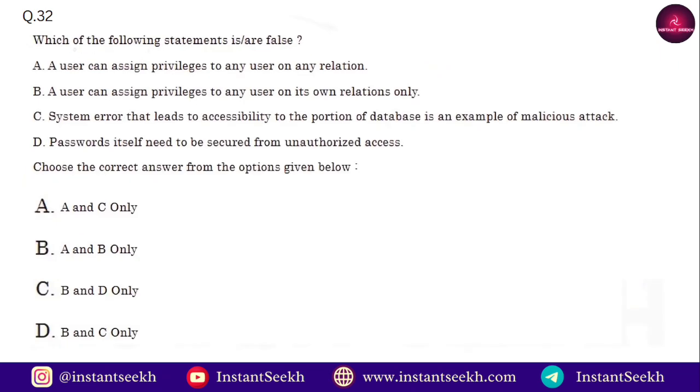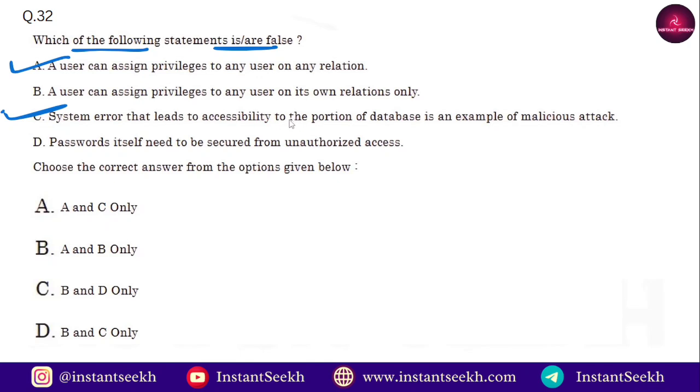Which of the following statements is false? Let's see which of them are false. A user can assign privilege to any user on any relation. Straight away it is false. A user can assign privilege to any user on its own relations only. A system error that leads to accessibility to a portion of the database is an example of malicious attack. This is also a false statement.